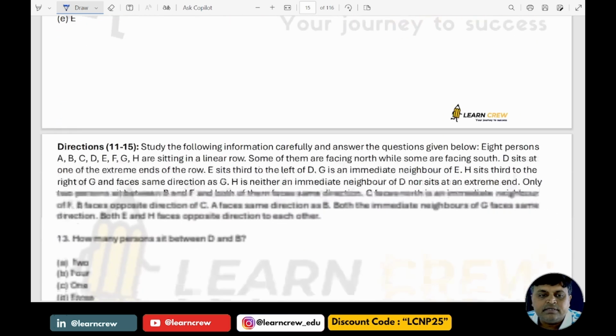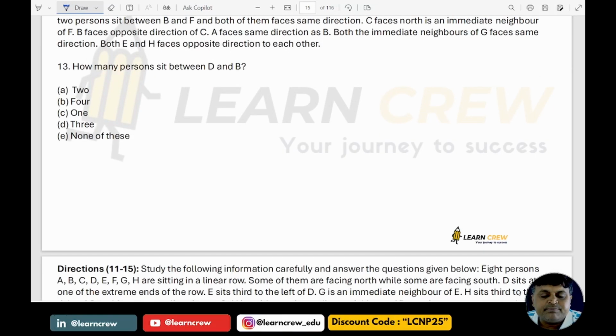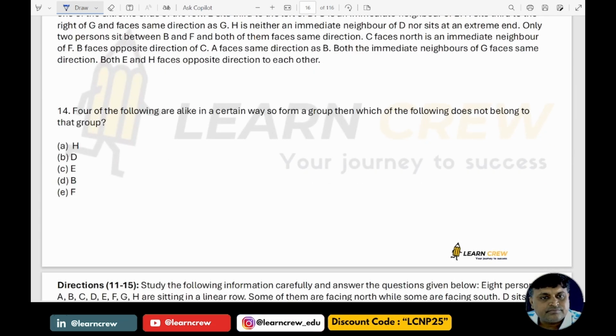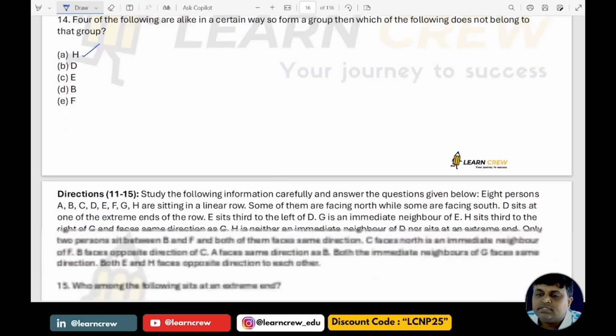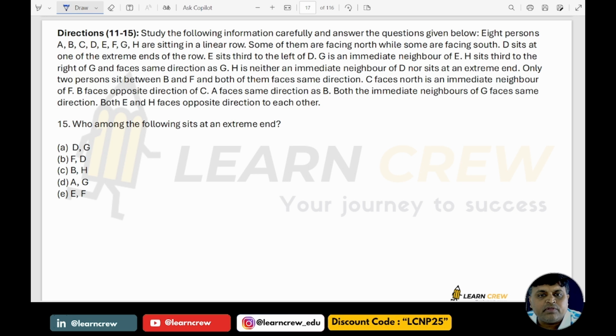Next, question number 13. How many persons sit between D and B? Between D and B there are 3 persons. They are E, G and A. Next, 4 are alike and which is different in the following options. If you see the remaining, D, E, B, F are facing south. H is the only one which is facing north. Next, who among the following sit at the extreme ends? It is D and F, option B.